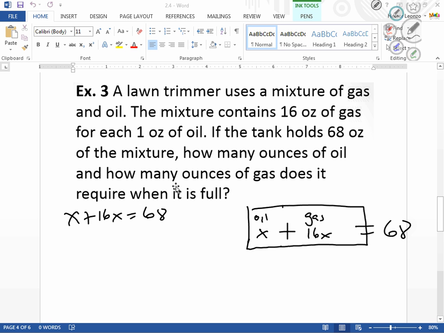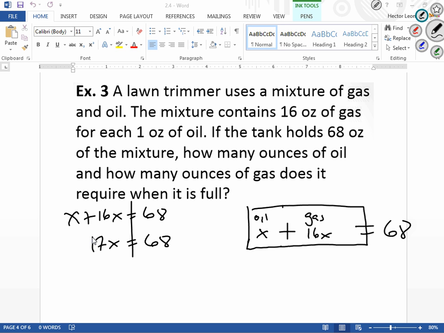All right, so letters on one side, numbers on the other, they already are separated. Simplify each side. So I'm going to call this 17x equals 68. Now divide both sides by 17. X is equal to 4. All right. But the question is, how much oil do I have? How much gas is there? I just know that x equals 4.